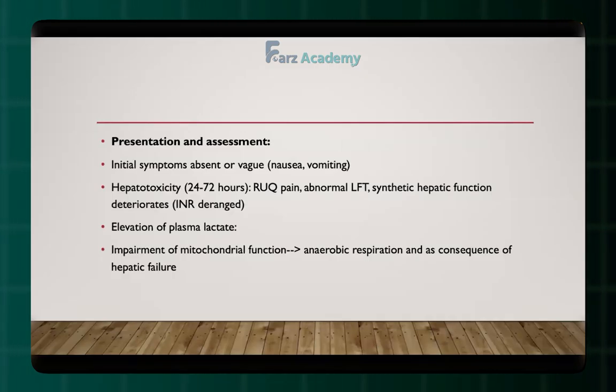How do they present? In paracetamol overdose, initial symptoms are absent or vague, for example, nausea and vomiting. Hepatotoxicity, usually within the first 24 to 72 hours, presents with right upper quadrant pain, abnormal liver function tests, and deterioration of synthetic hepatic function. For example, the INR is deranged. There is elevation of plasma lactate. This is because of impairment of mitochondrial function and anaerobic respiration, and is a consequence of hepatic failure.